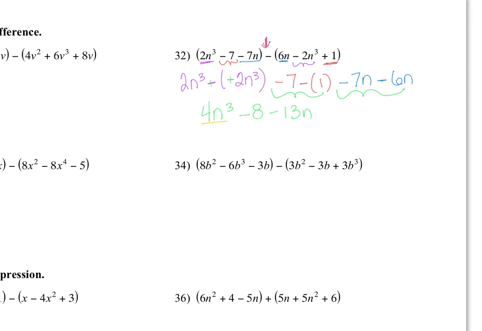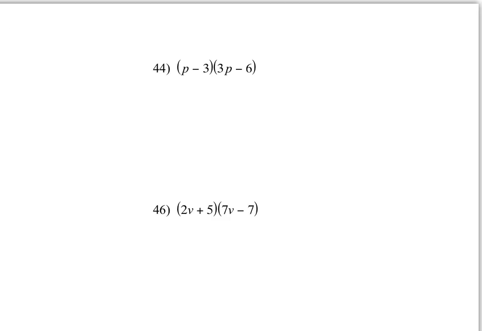So I'm going to rewrite it, and I'm going to say, well, that 4n cubed goes first, then the negative 13n, then the minus 8. It is the same answer as what I just had, but now I have it in standard form. That's the only difference when you do one of these.